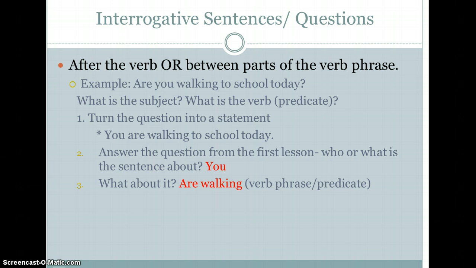So let's look at questions first, interrogative sentences. When your subject comes after the verb or between verb parts of the verb phrase. So example, are you walking to school today? What is the subject? What is the verb? So to determine the subject, turn the question into a statement. You are walking to school today. So you would answer the question from lesson 1.1. Who or what is the sentence about? It's about you. And what about it? What about you? You are walking. That's your verb phrase or predicate. Okay, so you're going to have to take things apart, change the words around to figure out the subjects or the verbs.